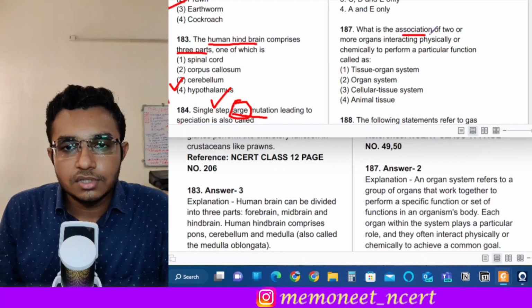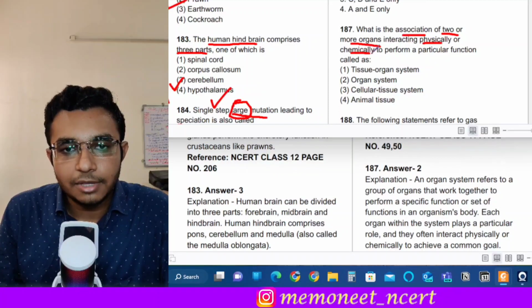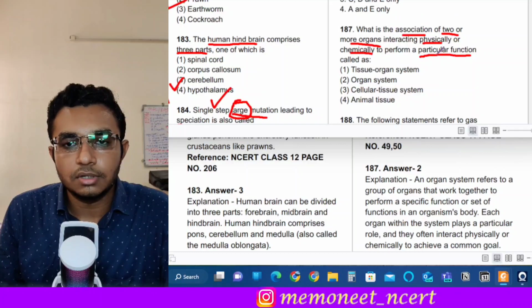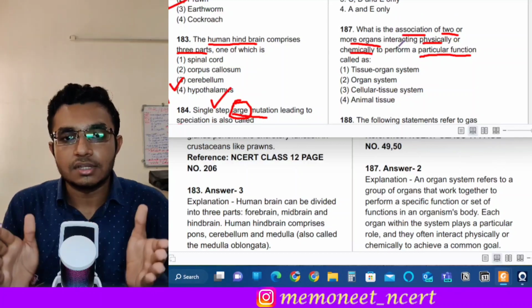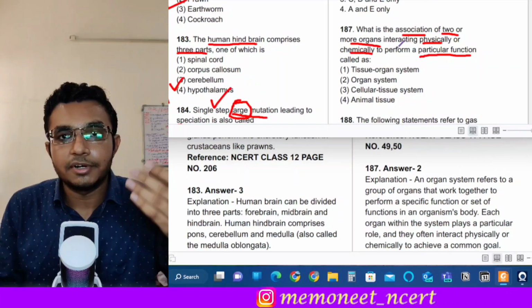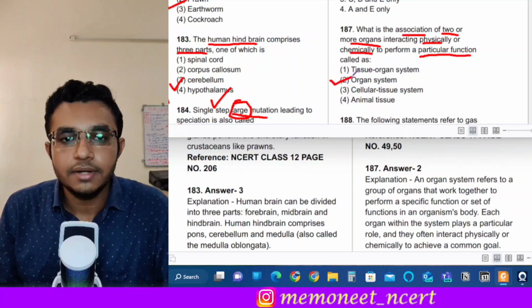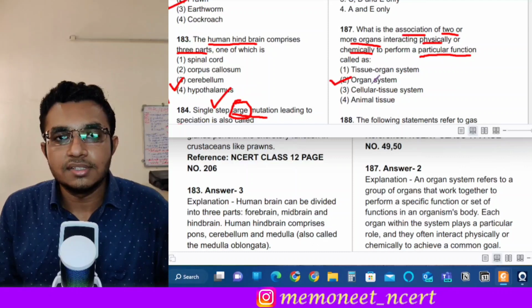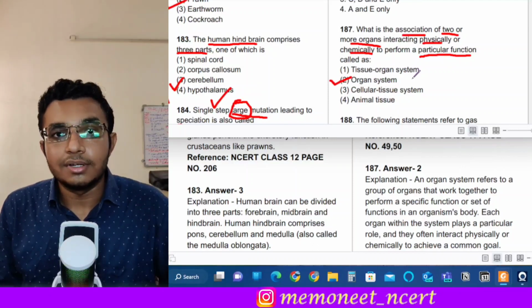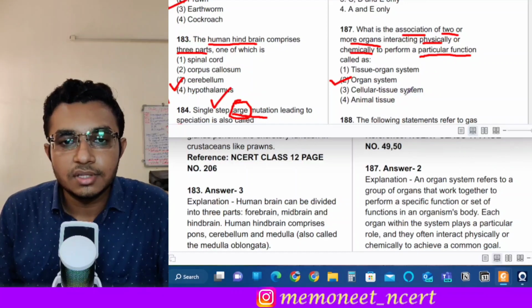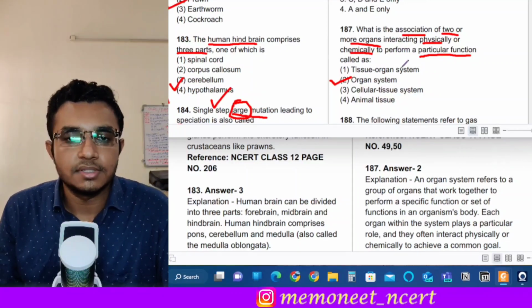What is the association of two or more organs interacting physically or chemically to perform a particular function called? When two organs interact and perform a particular function, it forms the organ system, right? So organ system consists of organs, organs consist of tissues, and tissues consist of cells. So the correct answer is option 2, organ system.